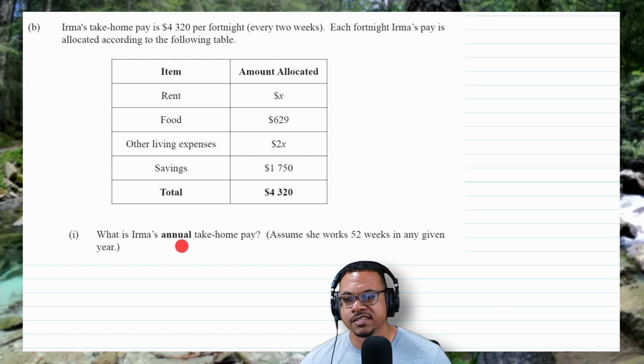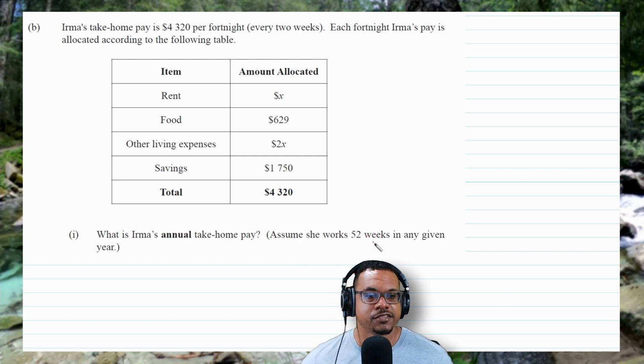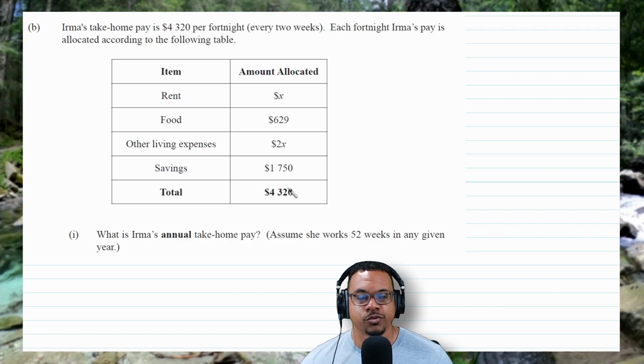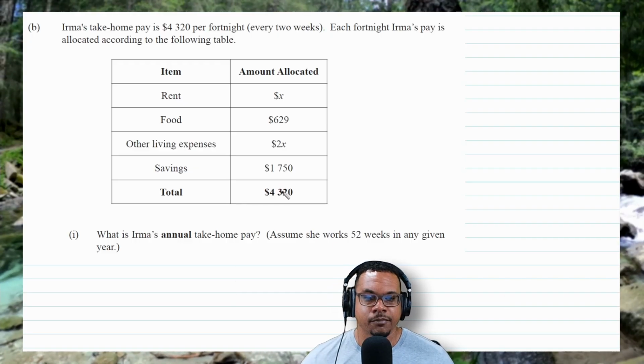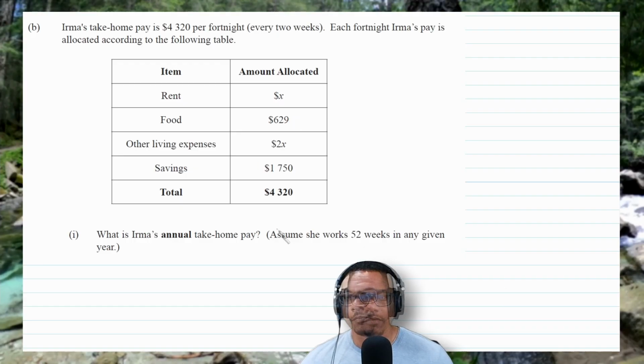So we want to know what is the annual take-home pay. And we are assuming that she works 52 weeks for the year. You can take this in 2 ways. You can divide the 52 by 2, because remember, this 4,320 is every 2 weeks. So you can either divide this by 2 and multiply it by 52, or you can divide the 52 by 2 and multiply it by the 4,320. It's whichever way you feel comfortable doing it.